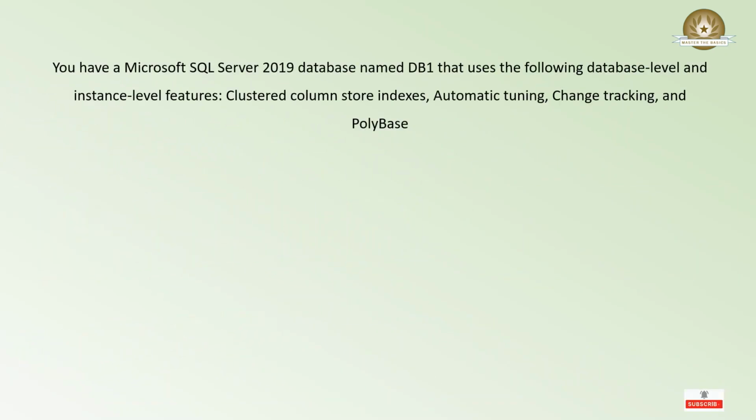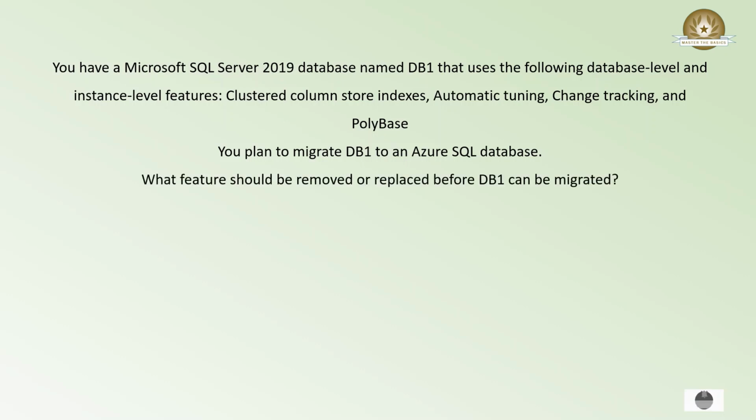You have a Microsoft SQL Server 2019 database named DB1 that uses the following database level and instance level features: clustered column store indexes, automatic tuning, change tracking, and PolyBase. You plan to migrate DB1 to an Azure SQL database. What feature should be removed or replaced before DB1 can be migrated?